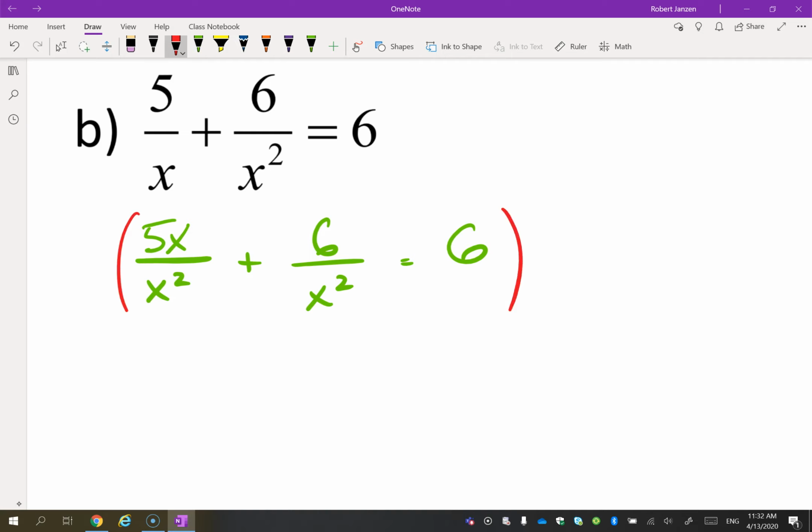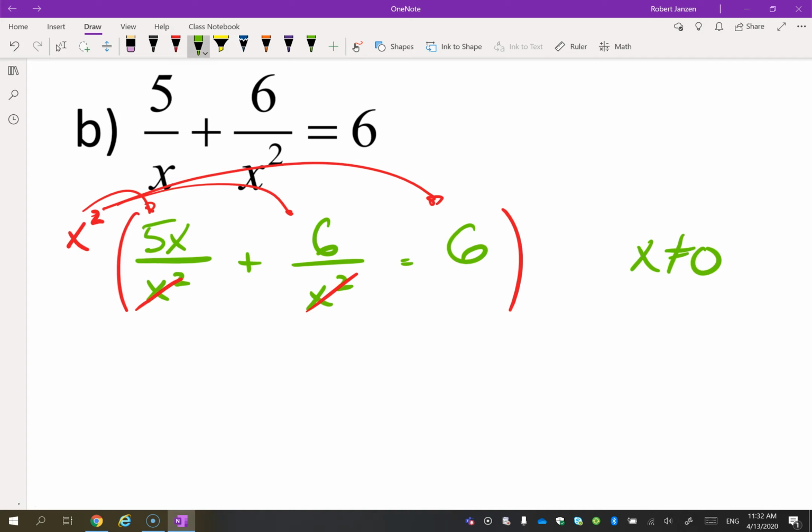Next step, well, first we should say that x can't be 0. And then we're going to multiply by that least common denominator, x squared. So multiply by this one, multiply by this one, multiply by this one. Here, it's going to cancel the x squared. Here, it's going to cancel the x squared. Okay, so you're just going to have this. For the last one, I'm actually going to have x squared there. Okay, because there was nothing to cancel.